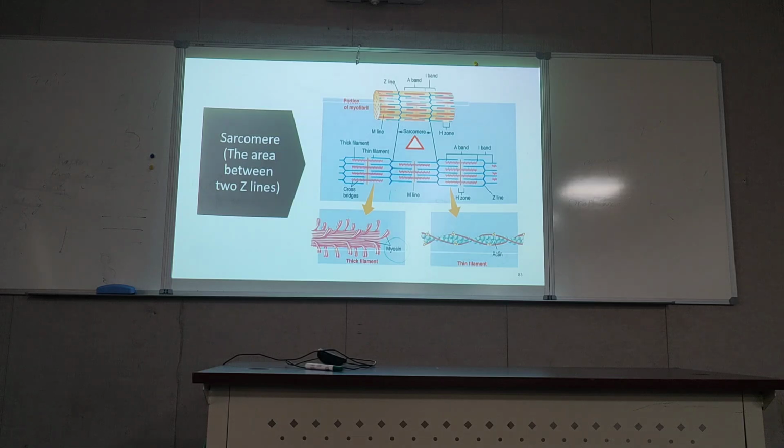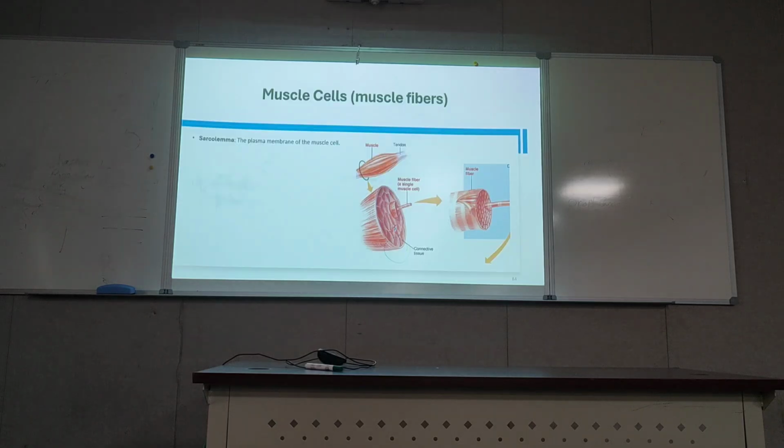What is sarcomere? Between two Z lines. All right. So the membrane of the muscle is called sarcolemma. New name. The membrane of the muscle is called sarcolemma. Myofibril is the smallest unit of the skeletal muscle fiber.